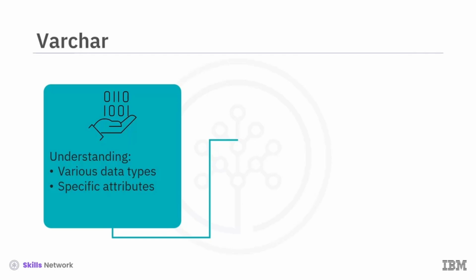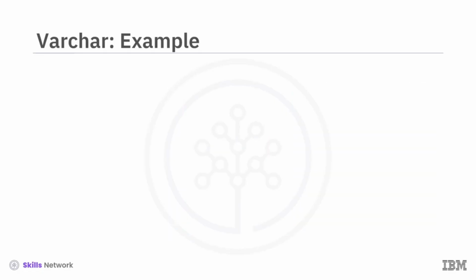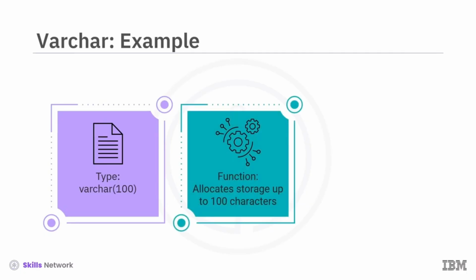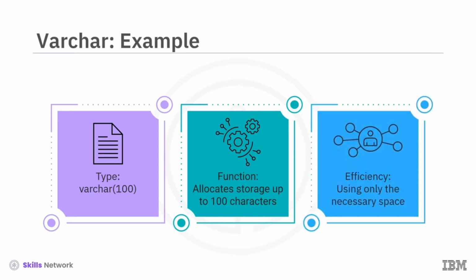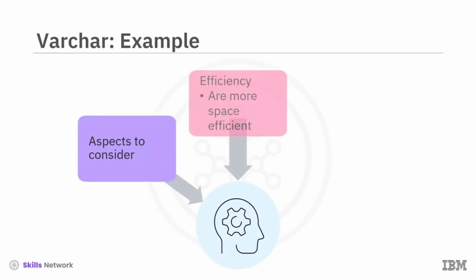One common data type is varchar. The key feature of varchar is that it can hold varying lengths of characters up to a specified maximum length. Let us now take a look at this example. Varchar 100 allocates storage for a string of up to 100 characters. If you store a string of length 50, it only uses the space needed for these 50 characters, not the full 100. Let us now explore some aspects to consider. The first one is efficiency.